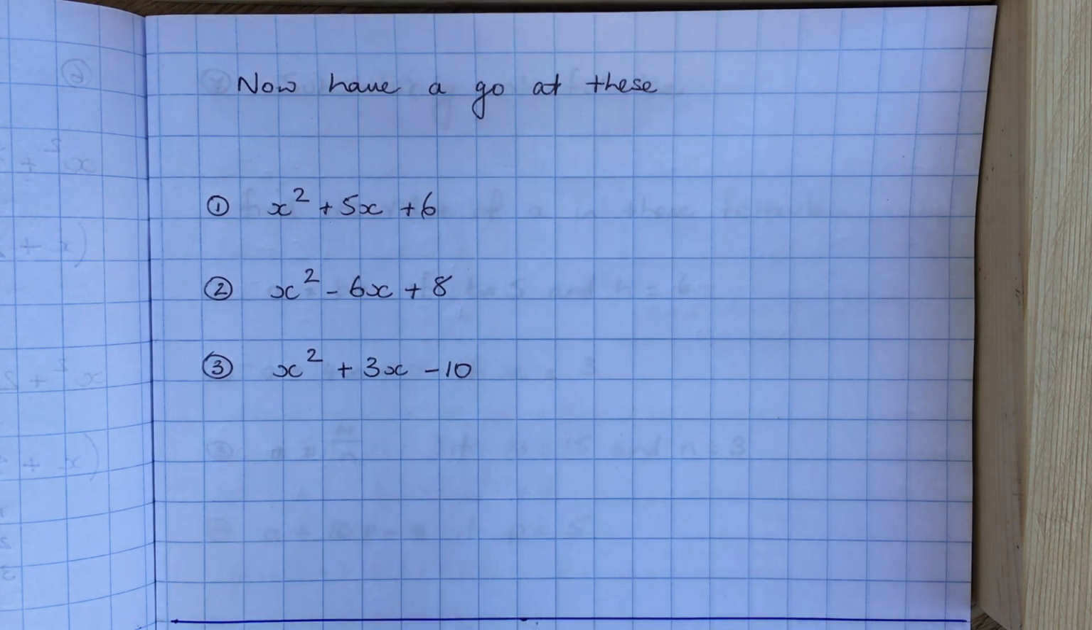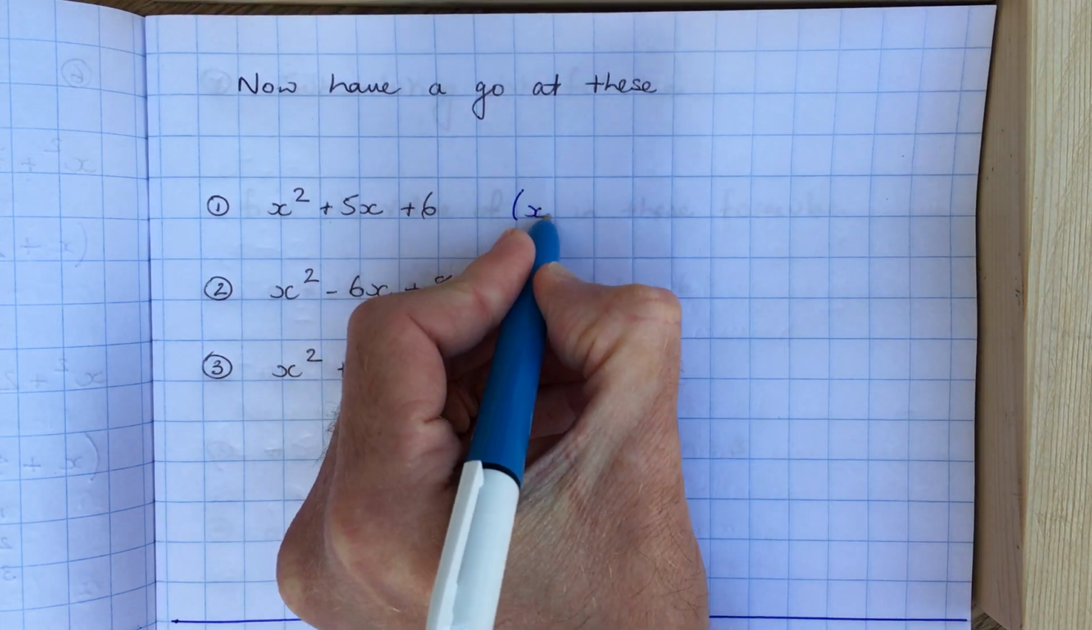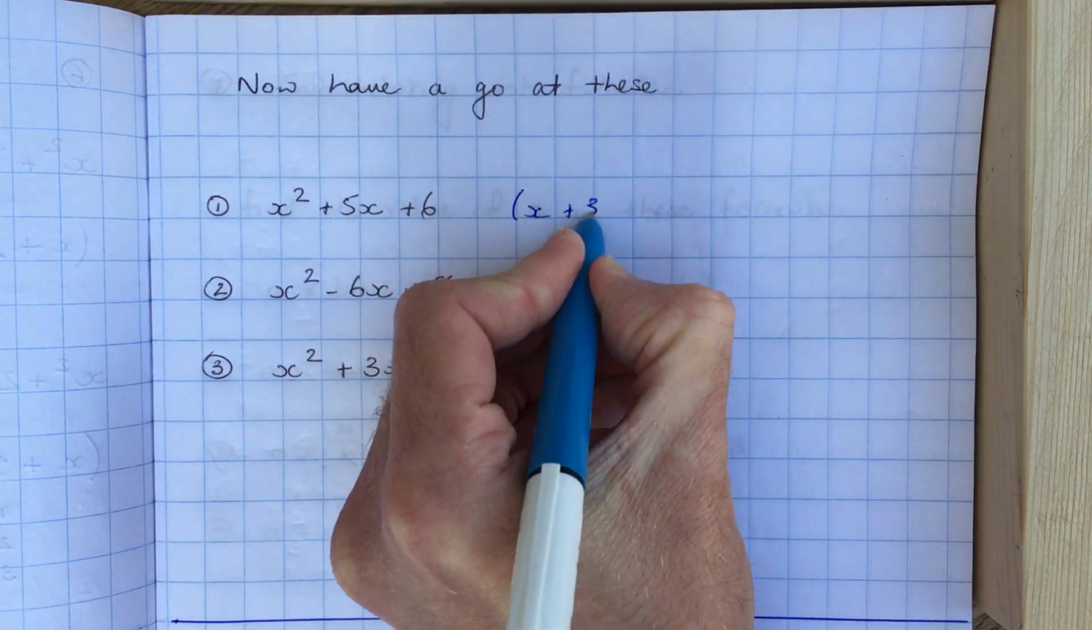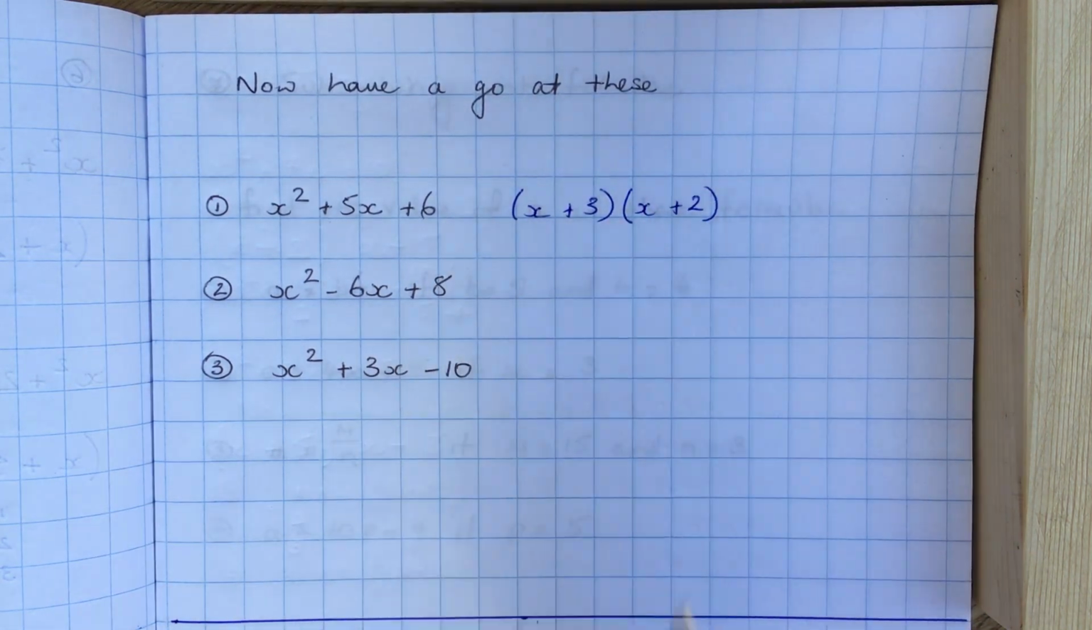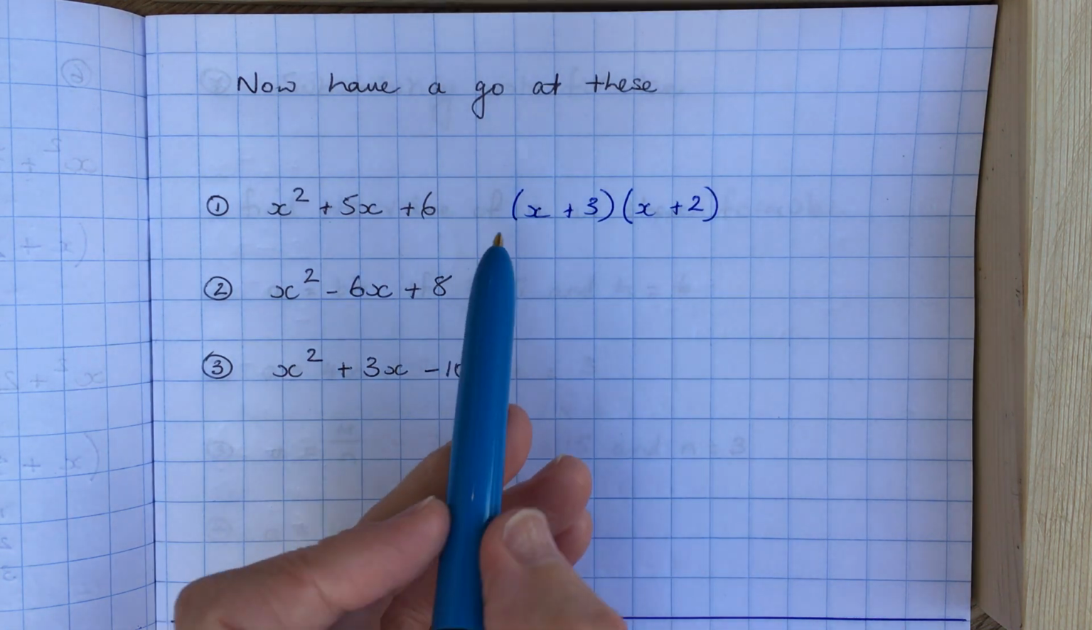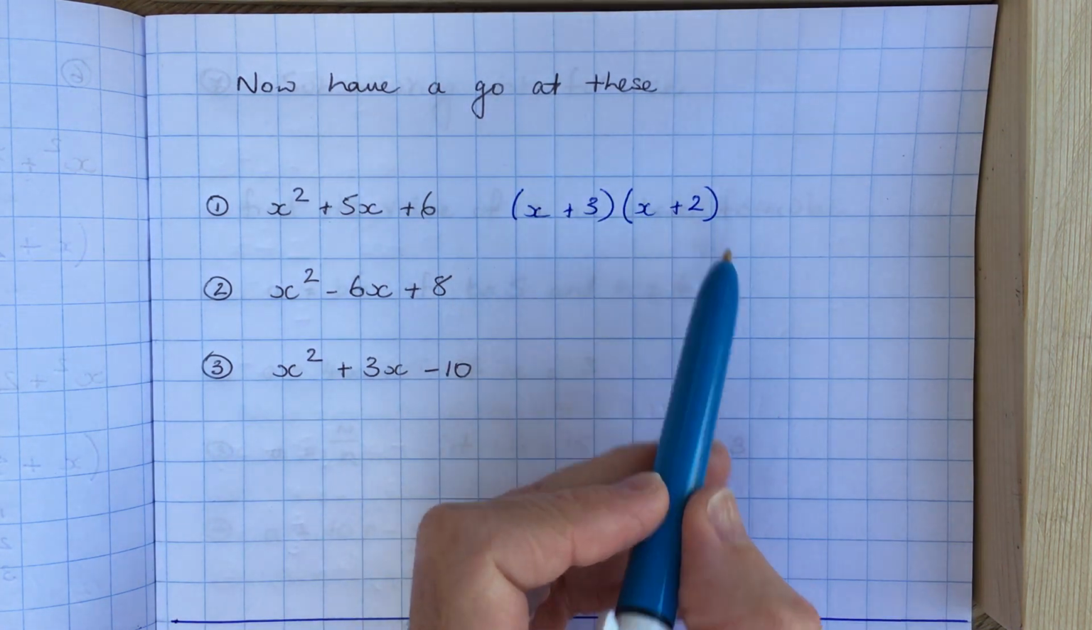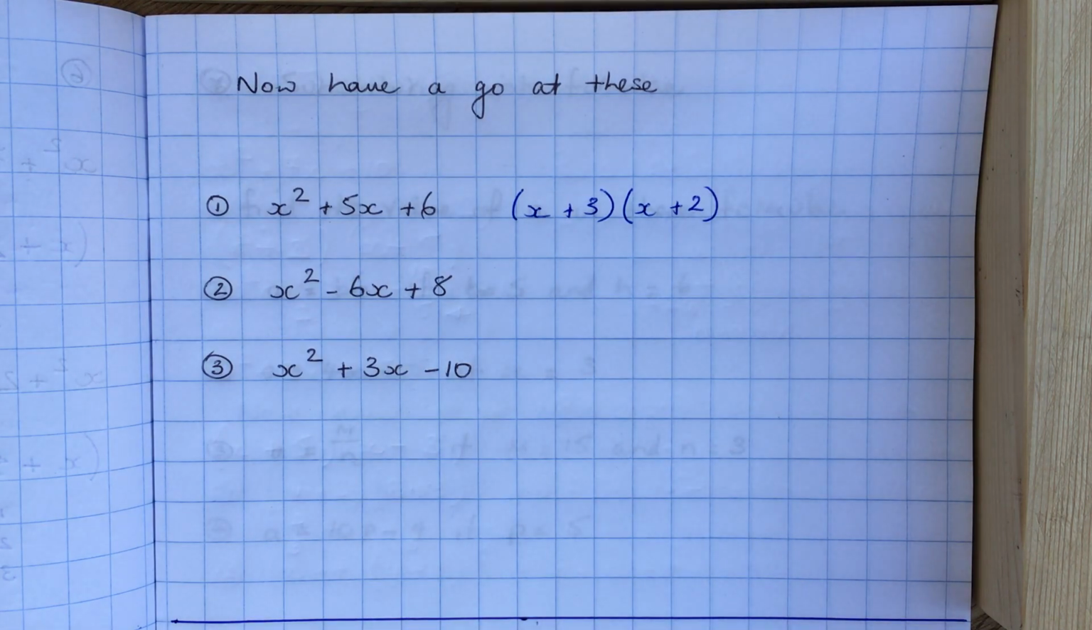Okay, question number 1. X plus 3 and x plus 2. And again, I always say to my students at this point here, if you've got these the other way round, if you've got x plus 2, x plus 3, that's absolutely fine.